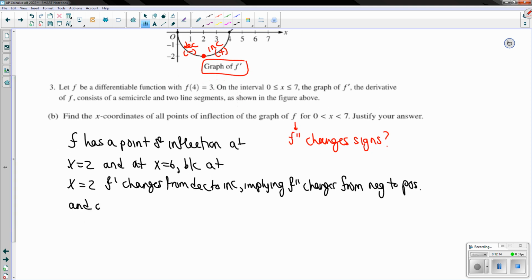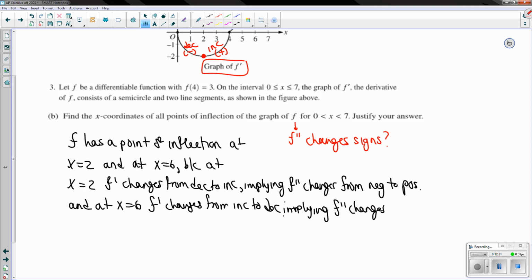and at x equals 6, f prime changes from increasing to decreasing, implying f double prime changes from positive to negative.